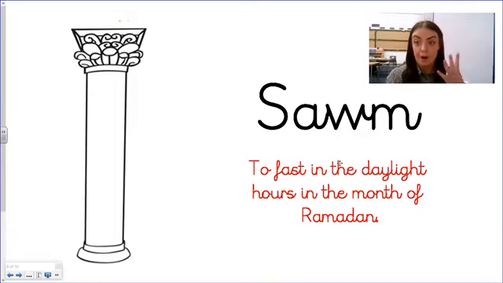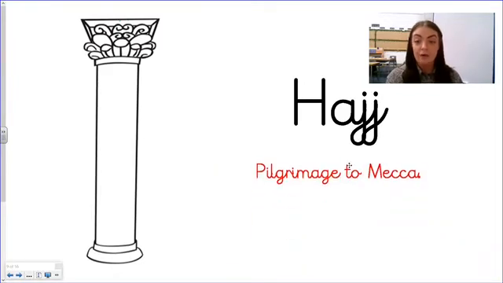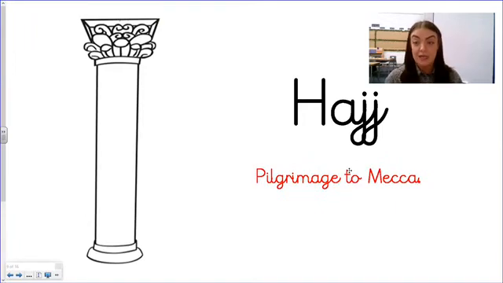That's pillar number 4. And pillar number 5, remember, is Hajj. Hajj, my turn. Hajj, your turn. Fantastic, remember this one. Very exciting one. So Hajj is that pilgrimage that they must do at least once in their lifetime. So a pilgrimage to Mecca, to their holy place. Very, very exciting. Okay, so we've gone through the 5 pillars now.